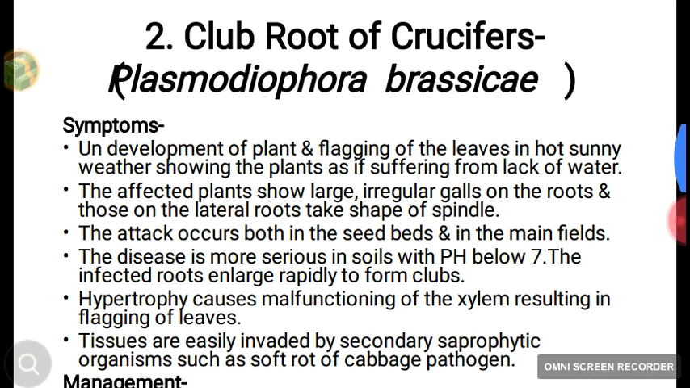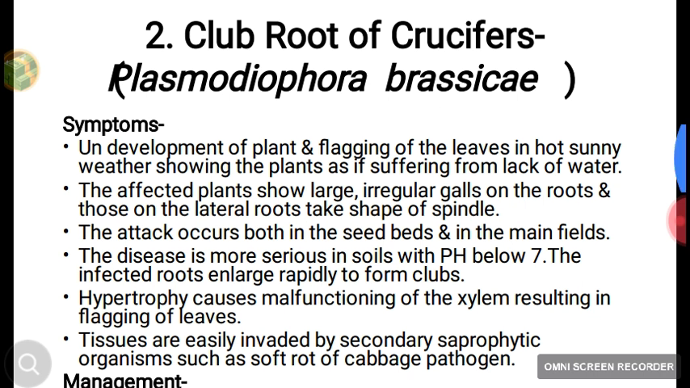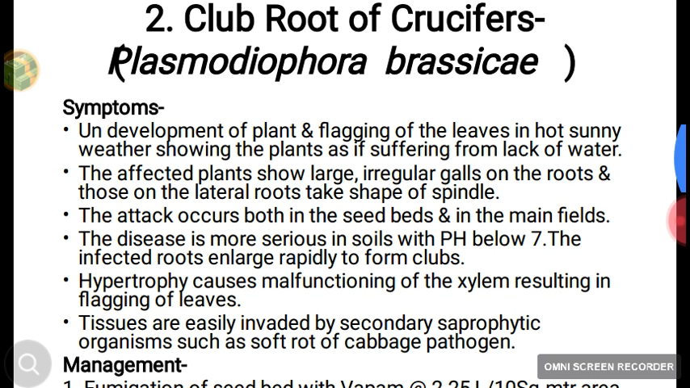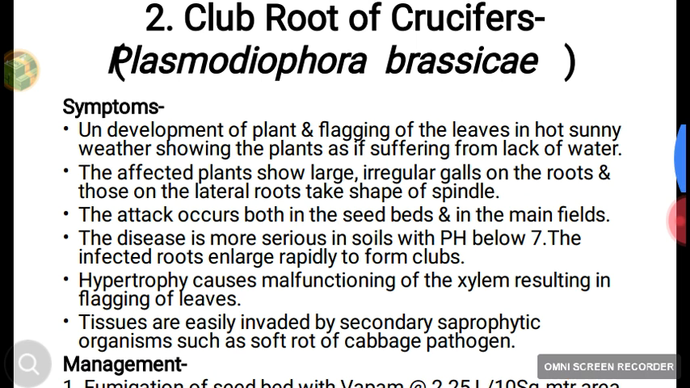The next one is clubroot of crucifers, caused by Plasmodiophora brassicae. The name itself indicates the symptoms of the disease. Clubroot means underdevelopment of plants and flagging of the leaves in hot weather. It resembles that the plant is under water stress. It shows symptoms like that.